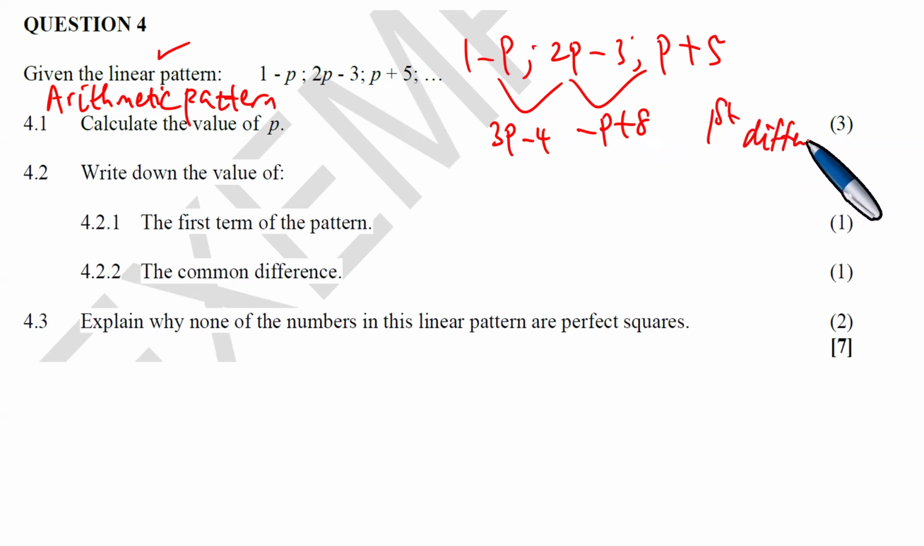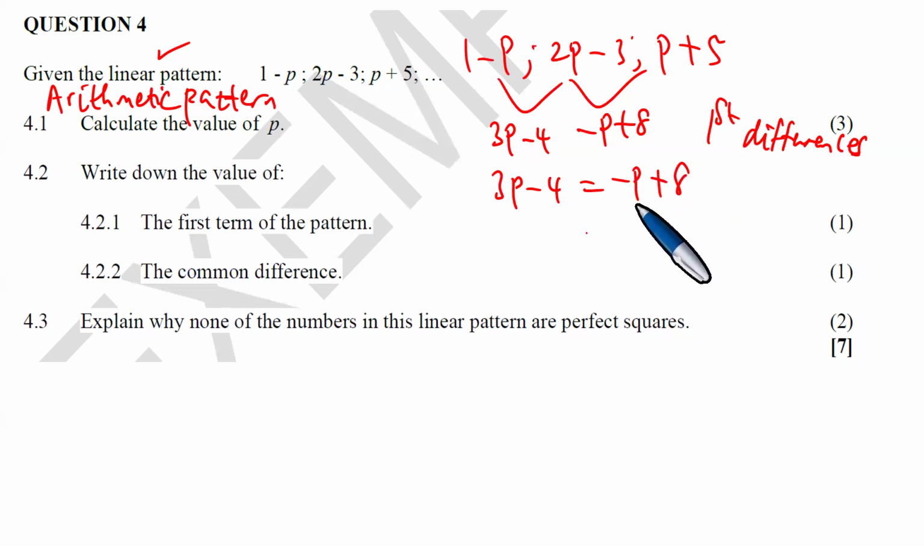Right, so if you stop at the first differences, you need to calculate the value of p, but because the differences must be the same if it's arithmetic, it means that 3p minus 4 must be equal to minus p plus 8. The first differences must be equal to each other.